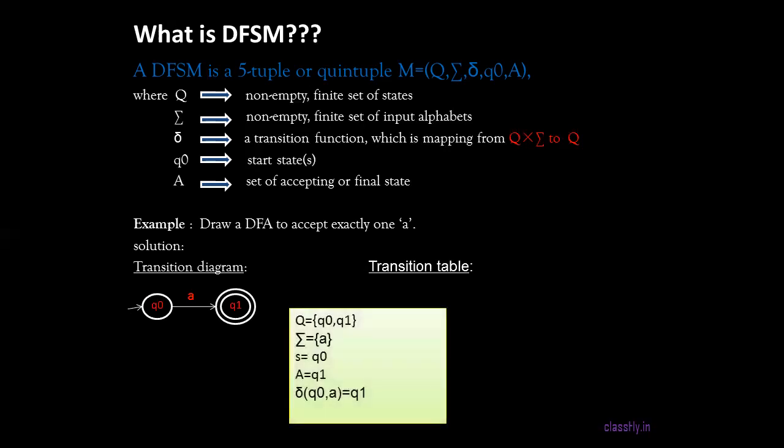This gives the description of states and transition in the solution, where Q0 and Q1 are our states, A is our input, Q0 is our start state, and Q1 is the final state. In the transition table, on input A, Q0 is mapped to Q1. Q1 does not have any transition, hence it is empty. So this is an example of DFSM.